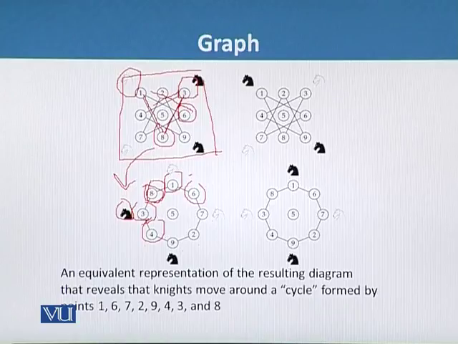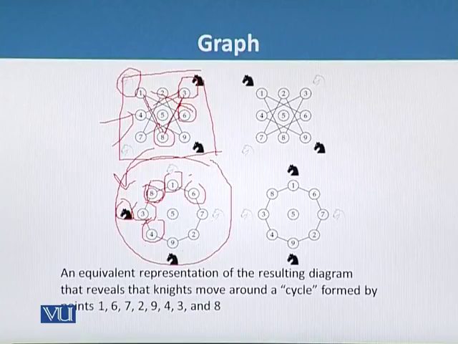So this chessboard is now represented in cyclic form. And now we can say that this cycle is formed from the points 1, 6, 7, 2, 9, 4, 3, and 8.